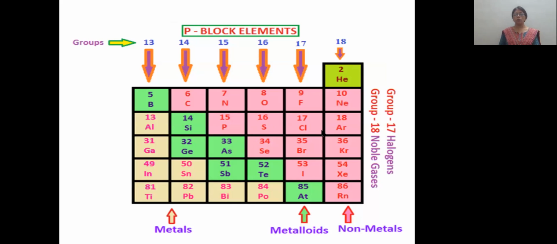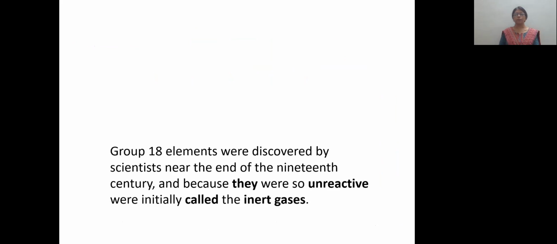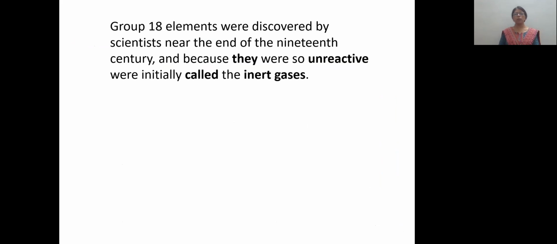In this slide, you can see that all the noble gases are marked in pink, and pink stands for the non-metals. And the name also suggests noble gases. So they are all gases, they are non-metals. Group 18 elements were discovered by the scientists near the end of the 19th century, and because they were so unreactive, they were initially called the inert gases.